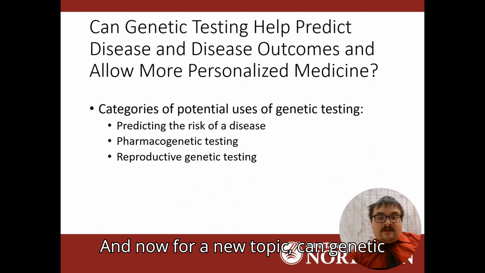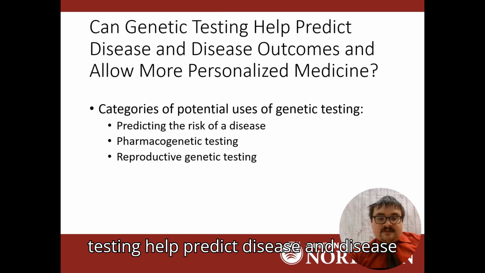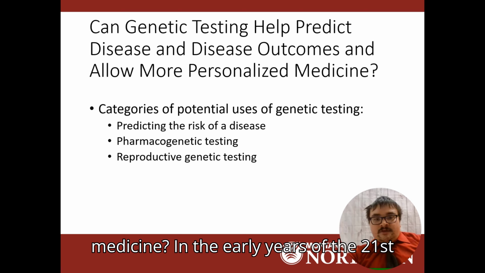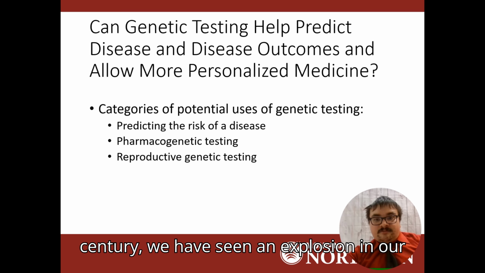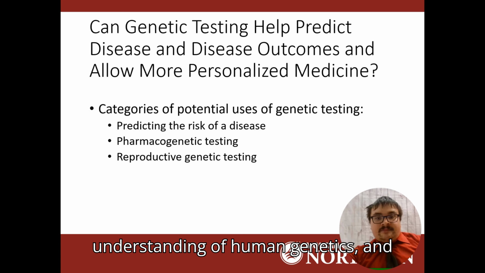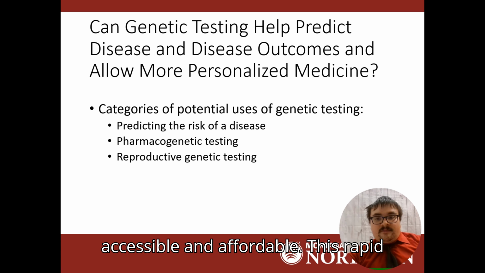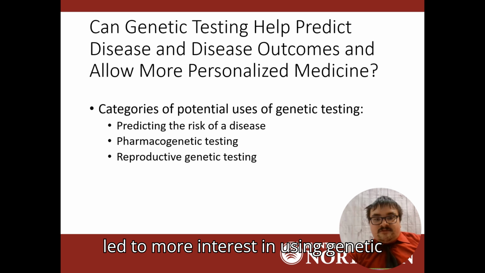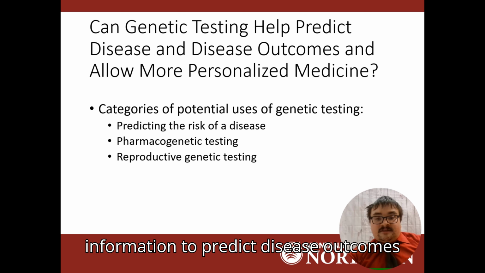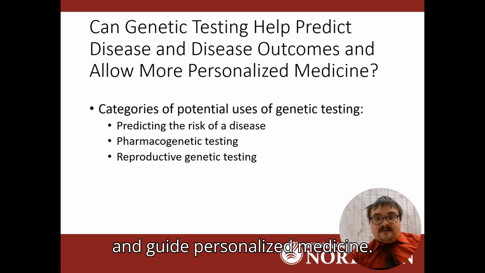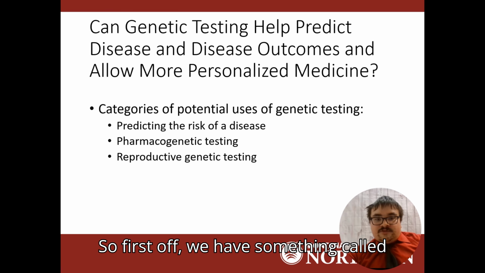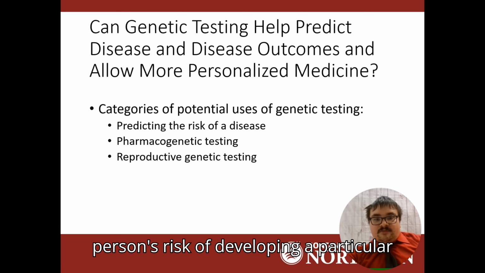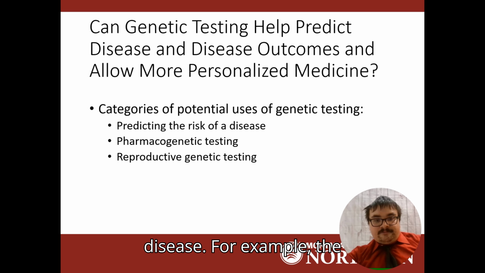Right now for a new topic, can genetic testing help predict disease and disease outcomes and allow more personalized medicine? In the early years of the 21st century, we have seen an explosion in our understanding of human genetics, and genetic testing has become more accessible and affordable. This rapid advancement in science and technology has led to more interest in using genetic information to predict disease outcomes and guide personalized medicine. So first off, we have something called predictive genetic testing, which looks for gene mutations that may increase a person's risk of developing a particular disease.